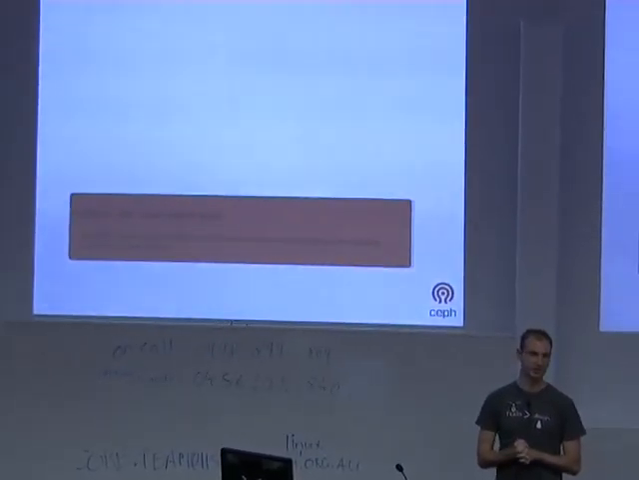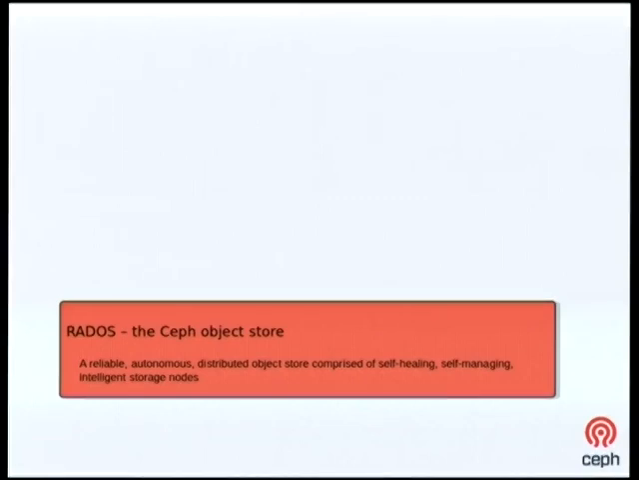So at a very high level, Ceph is built around what we call RADOS. This is a distributed object storage layer that's responsible for actually storing all the data in the system.